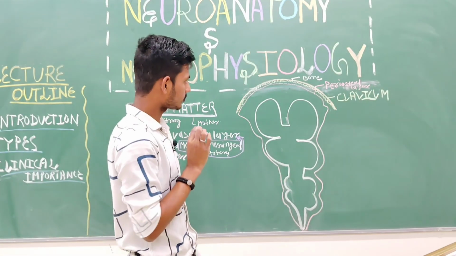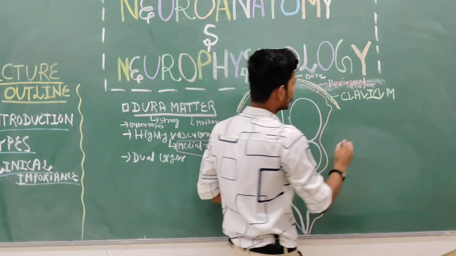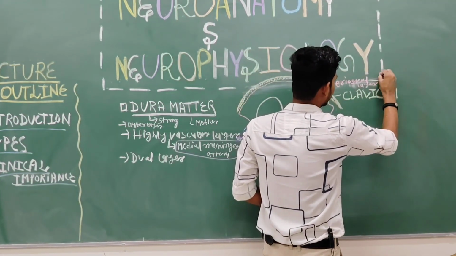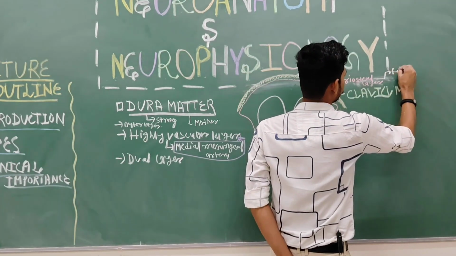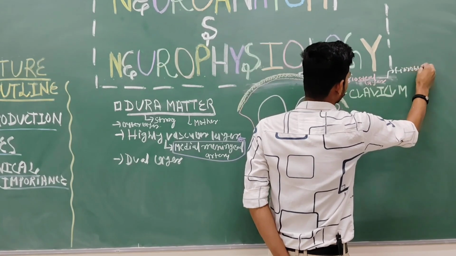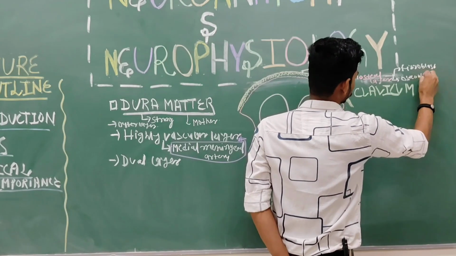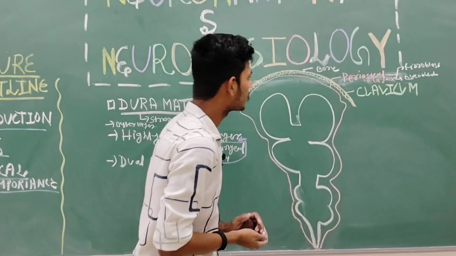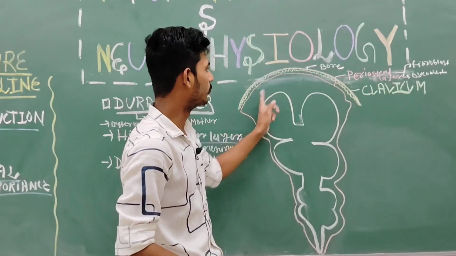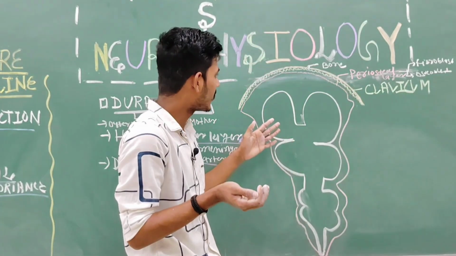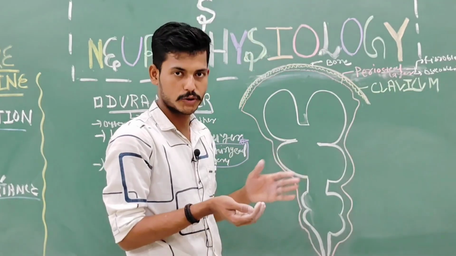Understood? Now, the things you have to remember about the periosteal layer are that it has two things. First one is the fibroblast, and second is the osteoblast. And they are very much connected with the clavicum, the layer of the bone. That's how we can say this periosteal layer of the dura mater is attached with the clavicum strongly. Understood?